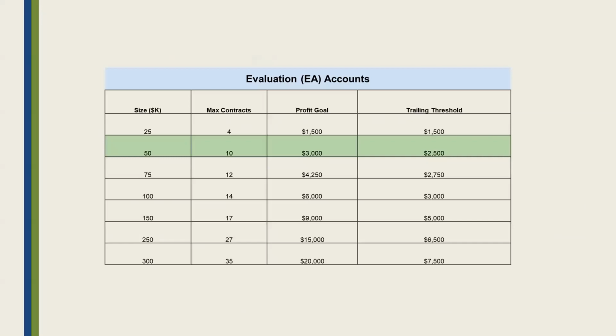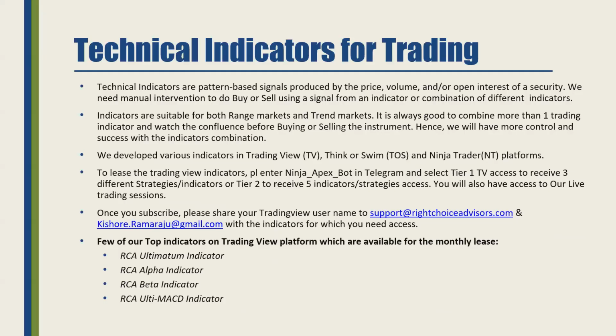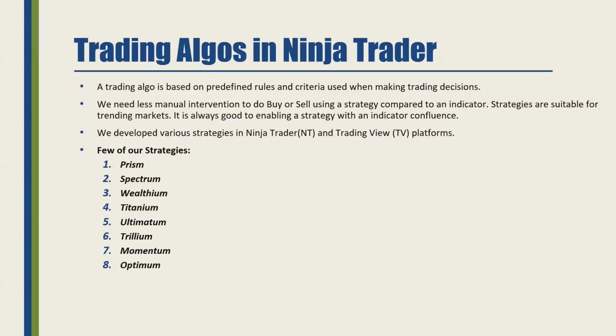Let me also explain this. For example, we have different strategies in NinjaTrader which will basically do buy and sell by themselves, right? We have Prism, Spectrum, Wealthium, Titanium. But when we initially introduced these, we told them certain rules, but there are many members who are not able to use them in the right way.